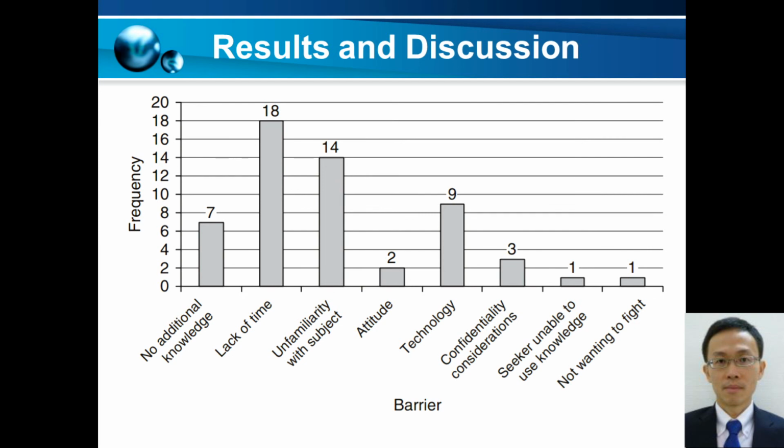Technology can also hinder people from sharing knowledge, particularly if the technology is hard to use or very hard to navigate. Other types of barrier include no additional knowledge, attitude of other people towards the information, confidentiality issues, a perception that the seeker, the person who is asking the question, is unable to use the knowledge. And finally, there's one person who said she did not want to share the knowledge because she doesn't want to get into a fight about a certain argument.